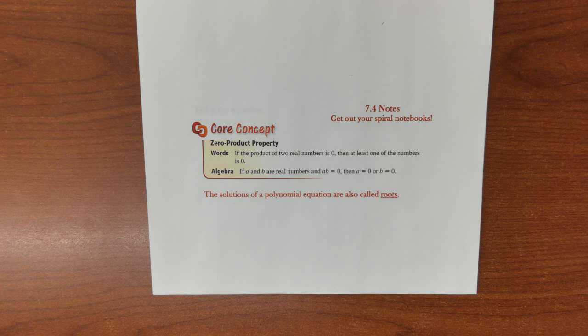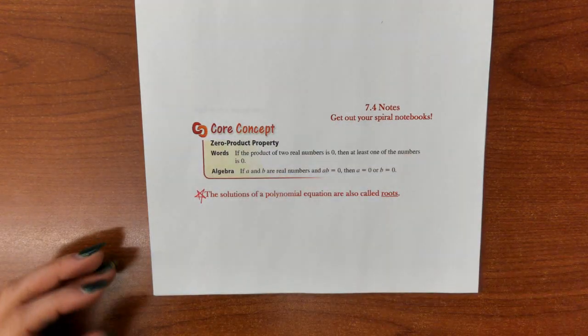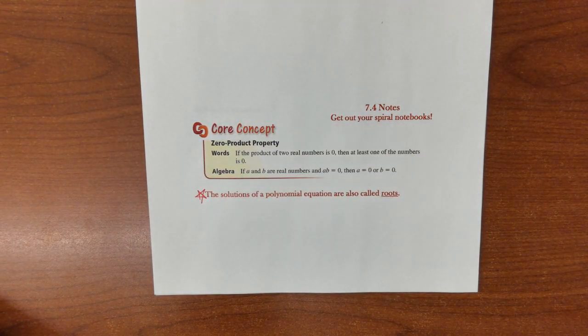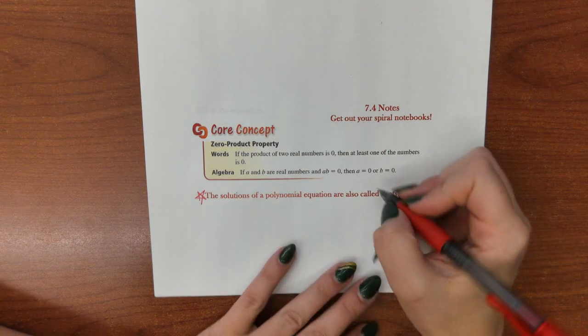So first off, this is the zero product property. And basically all it does is it gives us a reason for why we are allowed to solve these polynomial equations the way that we are going to. There's also a little note down here that the solutions of a polynomial equation are also called roots. They have other names as well.